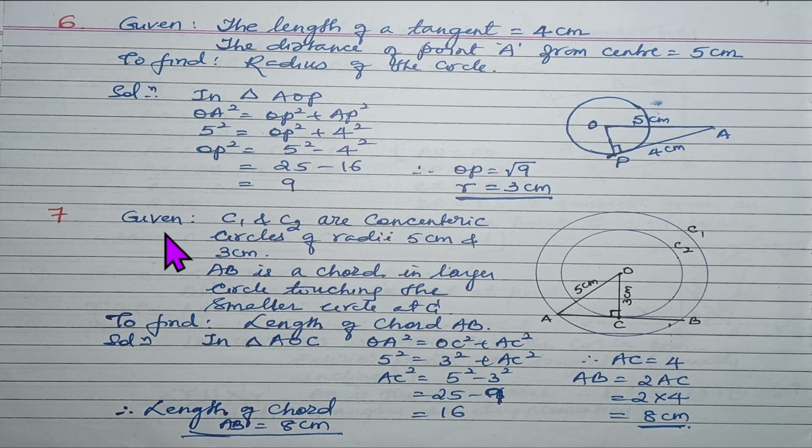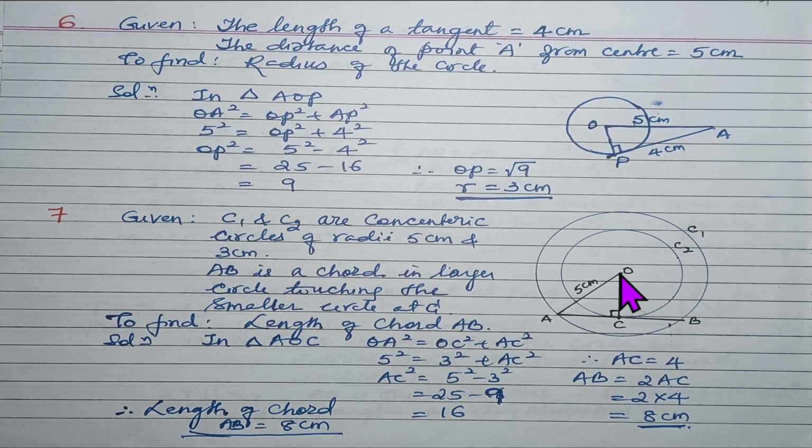Now coming to the next example, we are given two circles C1 and C2 which are concentric circles with center O, and the radius of the inner circle, that is the smaller circle, is 3 centimeters and the bigger circle is 5 centimeters. Now AB is a chord in the larger circle touching the smaller circle at C. Now we have to find out the length of the chord AB.